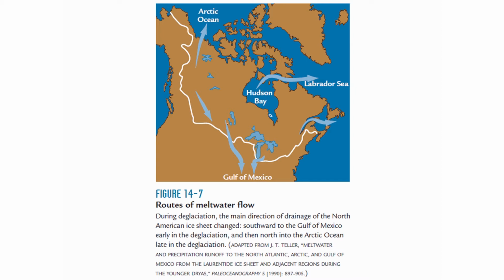So let's get a bit more into the details of the processes then. So here is the approximate outline of the extent of the glacier at the last glacial maximum. As the glacier behind started to melt, a lot of these bays and lakes and so on got filled up, plus whatever excess water was there started to flow down into the Gulf of Mexico and out into the Arctic Ocean and the Labrador Sea.